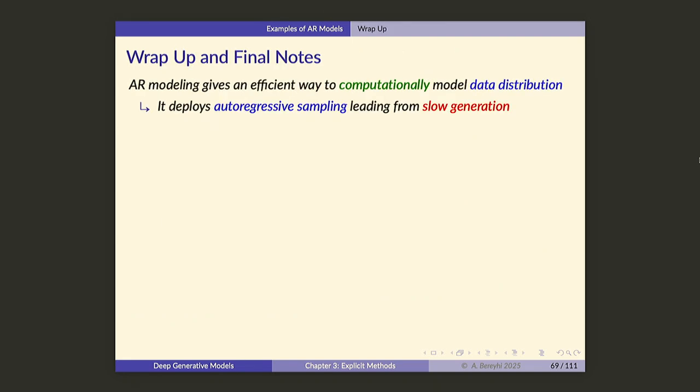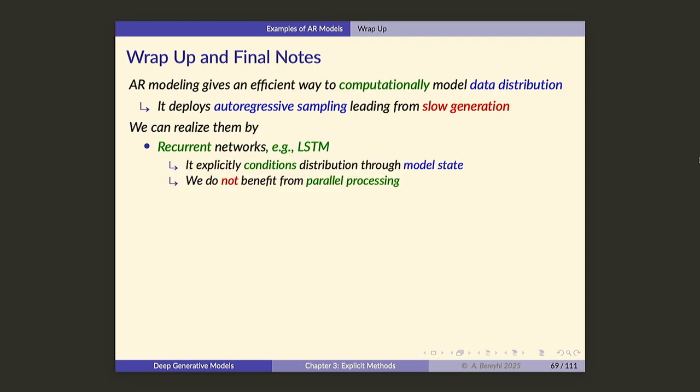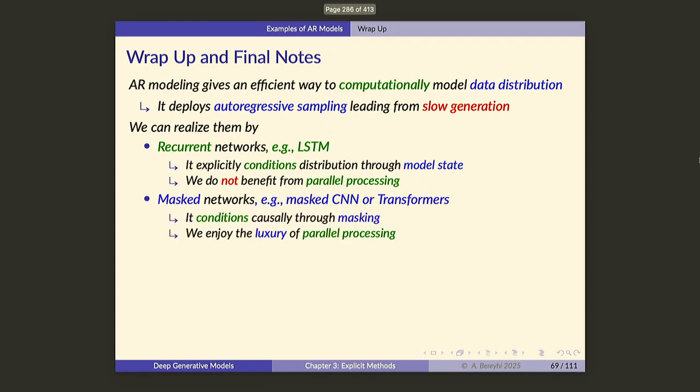So just to wrap up quickly what we had for autoregressive models. Autoregressive models are going to make it computationally feasible to sample. But the cost is that we need to do autoregressive sampling, which is quite slow. We can build these models using RNNs, but the issue with the RNN is that for training as well, we need to do autoregressive processing. This is very bad because we cannot do parallel processing, right? But the other form is to just use masked networks, right? Either masked CNN or transformer-based architecture.